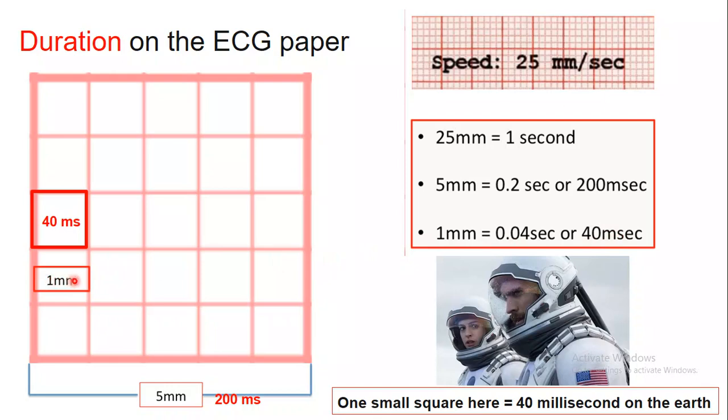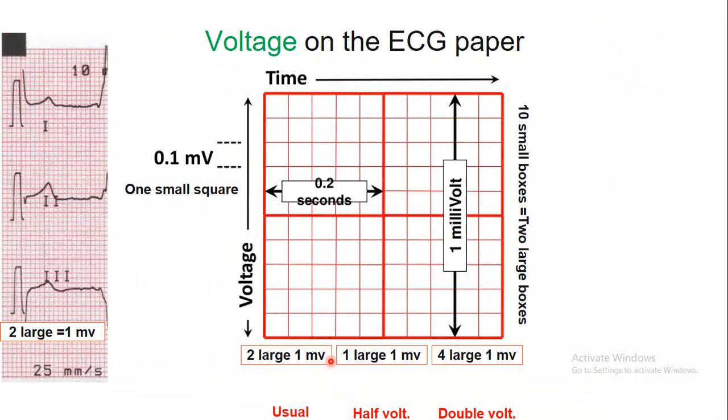So each small square of the ECG paper has a duration of 40 milliseconds, and each large square, which contains 5 small squares, will be 5 multiplied by 40, which is 200 milliseconds. What about the voltage? Each small square equals 0.1 millivolt. So each 5 small squares forming a large square equal 0.5 millivolt, and each 2 large squares or 10 small squares will equal 1 millivolt.